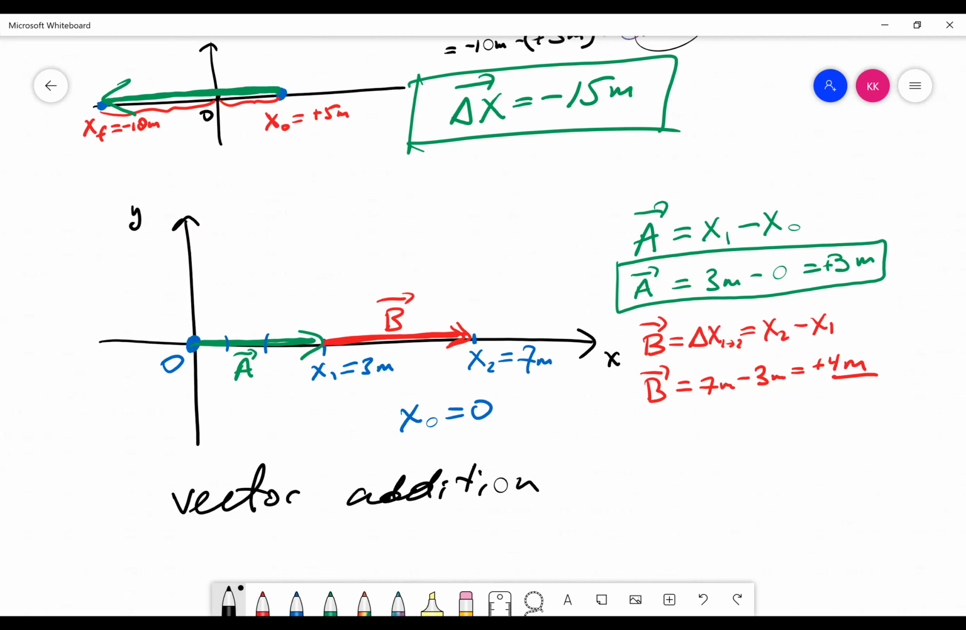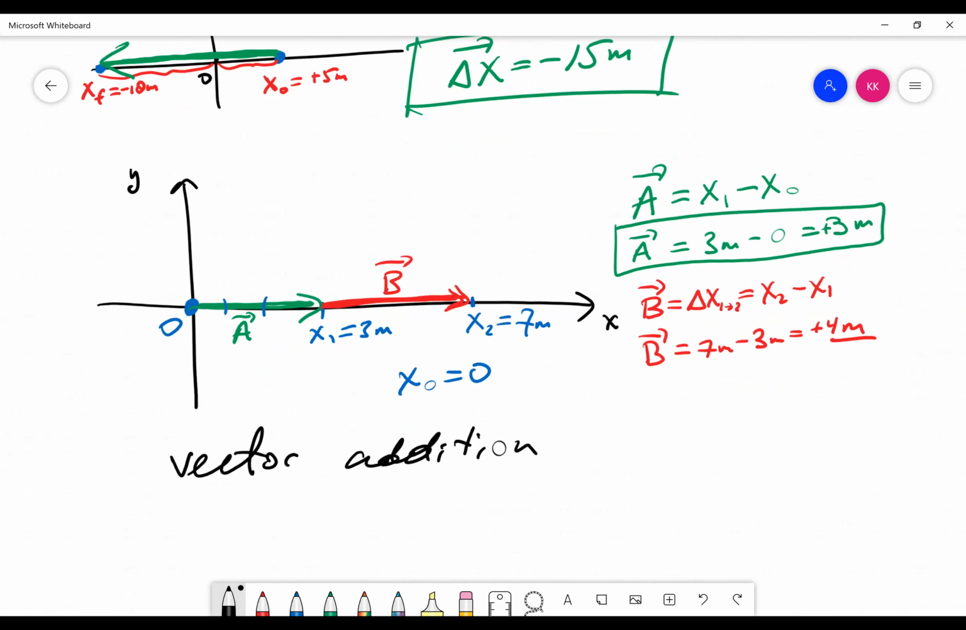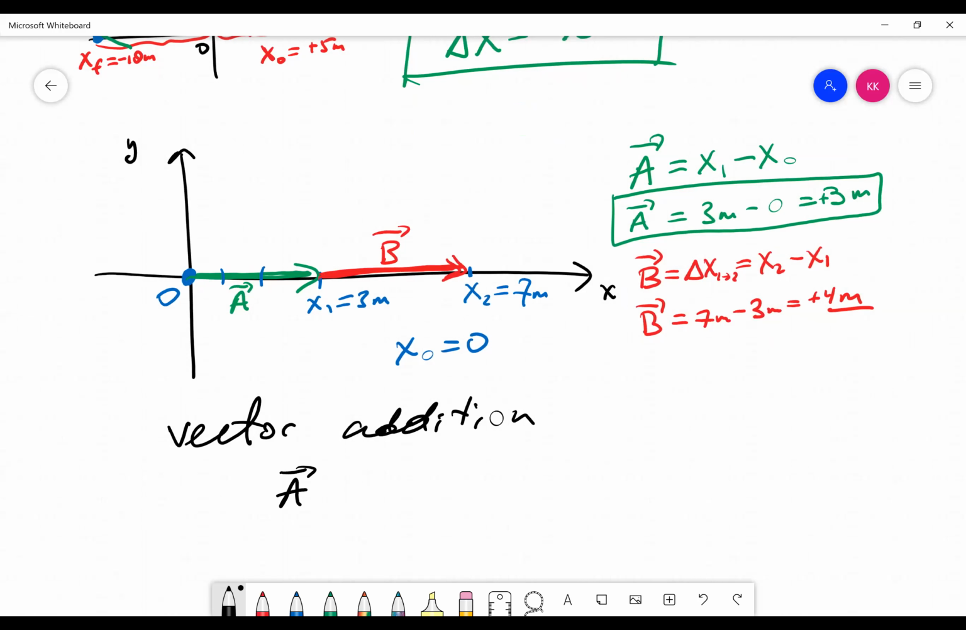So we can use vector addition, which means that I can take vector A and add this to vector B. I can just add them together. All right. And what I'm getting here is a new vector. Let's call this vector R. We'll call this a resultant. So that's the resultant vector. It's also a vector.